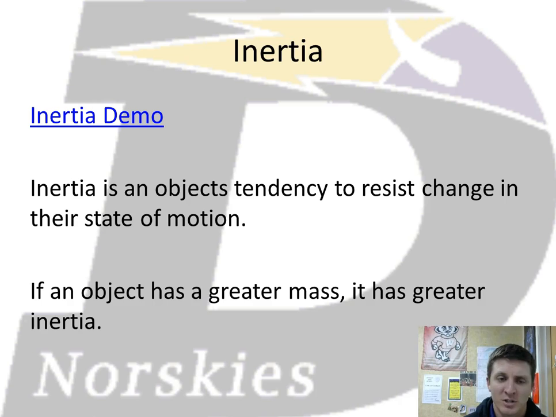So what is this term inertia? Well, there's a demonstration here and you can check that out. I'll provide the link to you in the comment section below on the YouTube video. However, inertia is defined as an object's tendency to resist change in its state of motion. So objects are going to resist forces that are applied to them. That's what inertia is. So if an object has a greater mass, it has a greater inertia.